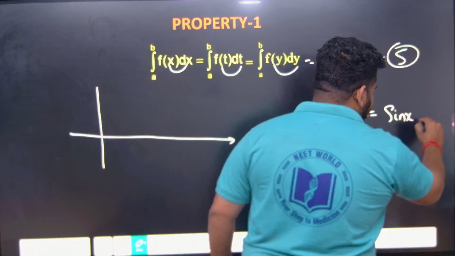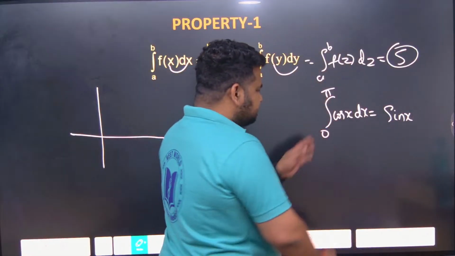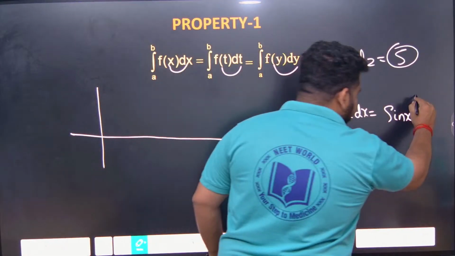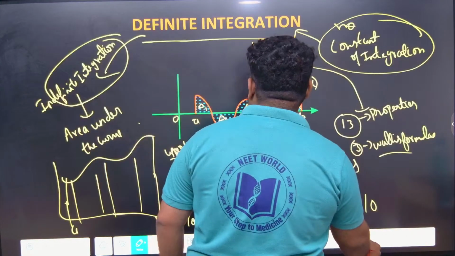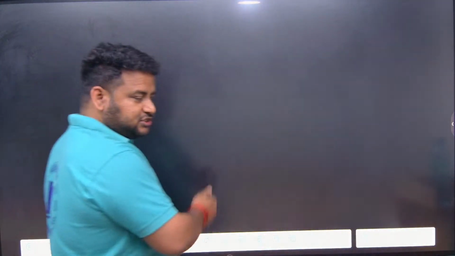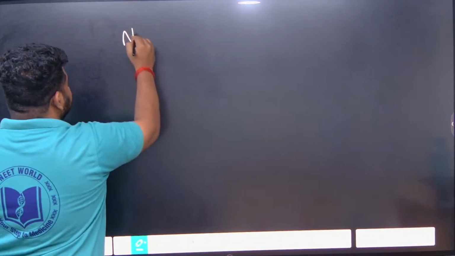But should you write plus c? Definitely you should not write plus c here, because the bounds are given. So you should write what? You should write 0 here, pi. So what you should do is, but before that let me tell the notation here. Then it will become clear. Notation of definite integration.